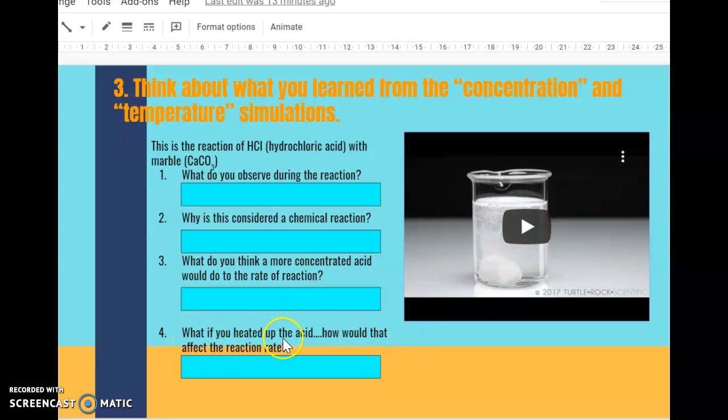And then for 4, what if you heated up the acid? How would that affect reaction rate? Make a hypothesis here. You can do a little research on how heating up acids might affect reaction rate. Think about temperature. And so complete sentences for 1 through 4.